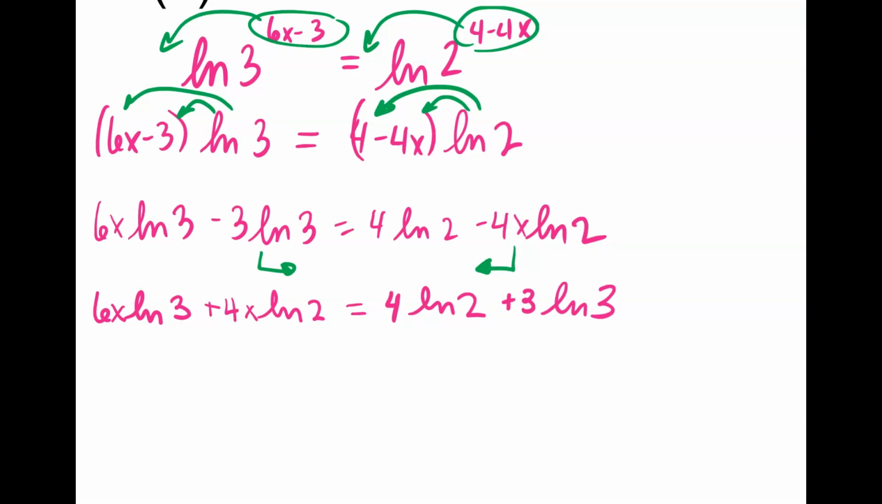Okay, I want to make sure everyone's ready for the next step. Okay, everything with an x in the term is on the left. Everything without an x is to the right. We're trying to get x by itself. Notice x is a common factor for everything on the left side, so I could pull it out. Right, I could factor out an x.